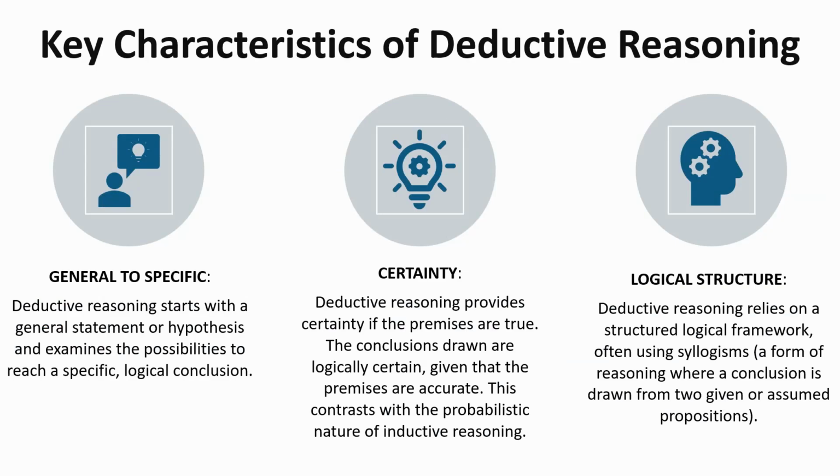The key characteristics of deductive reasoning are that we start from general and move to a specific. So we have a general statement or hypothesis, we examine the possibilities to reach a specific logical conclusion. And that is a certain conclusion, provided the premises are accurate. That's quite distinct from the probabilistic nature that we've seen in inductive reasoning. We're therefore relying heavily on a structured logical framework, and so we will have one or two premises. If we know for a fact they are true, the conclusion is undoubtedly true.